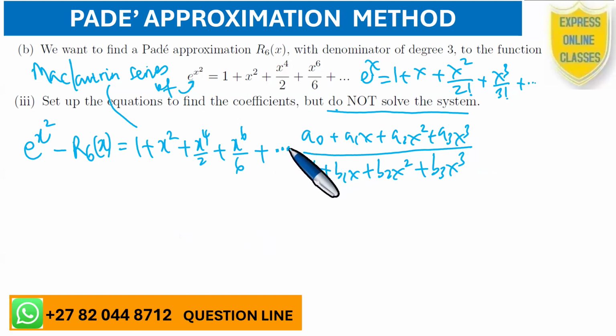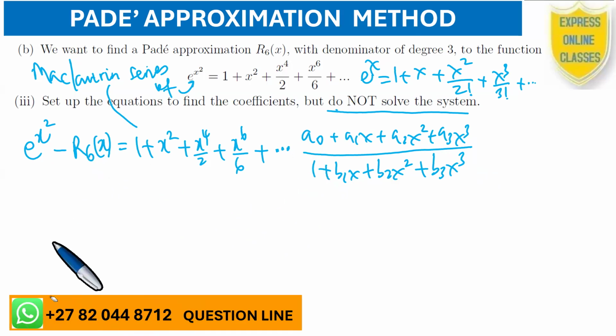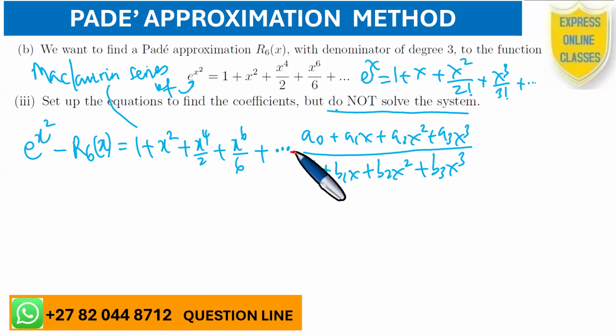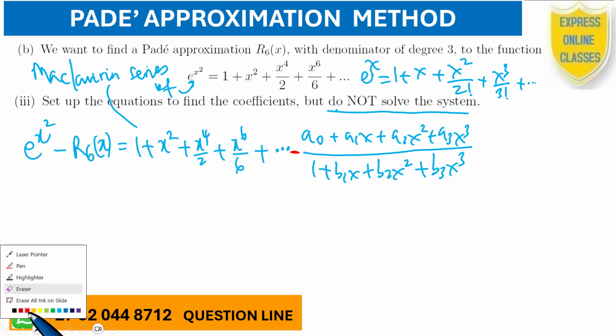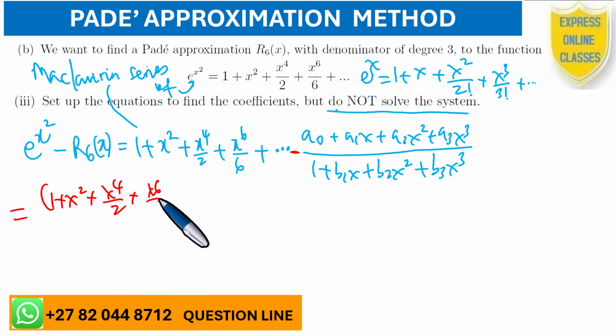So this is being subtracted. We actually need to put a minus because it is e to the power x squared, the exponential, minus the rational approximation. Now, if you add everything, let us start from the margin to economize on space. Beginning from the margin, we need to add this and subtract everything together. By dint of that, you would have 1 plus x squared plus x to the fourth power over 2 plus x to the sixth power over 6. We will go on with this, and then it is multiplied by the following.